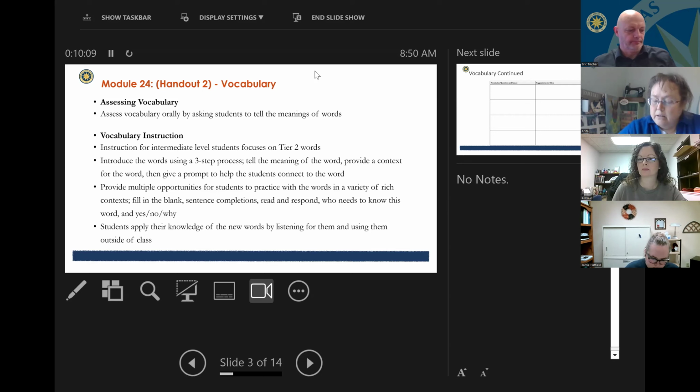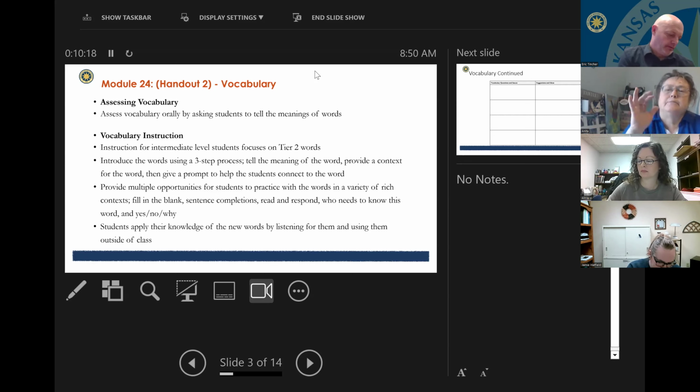And then on the last days, you give them sentence examples and read and respond. So this takes them through the least difficult, which is the first day, moving them to a little bit more difficult, like fill in the blank or sentence completion. And then on the third and fourth days, you move to the most difficult activities of the yes, no, why, and the read and respond.